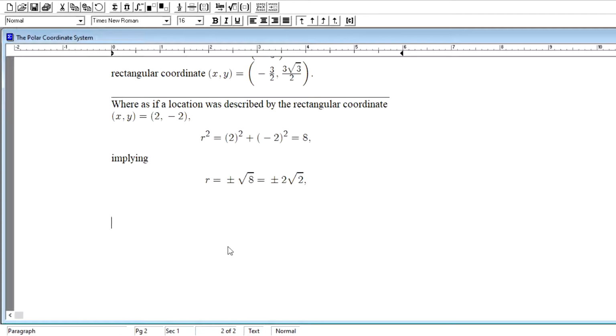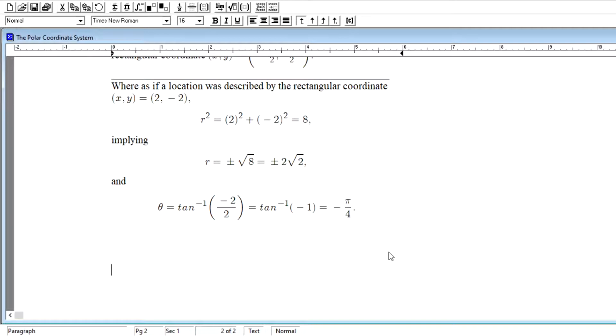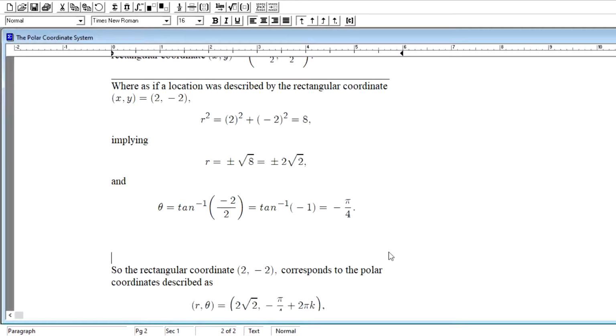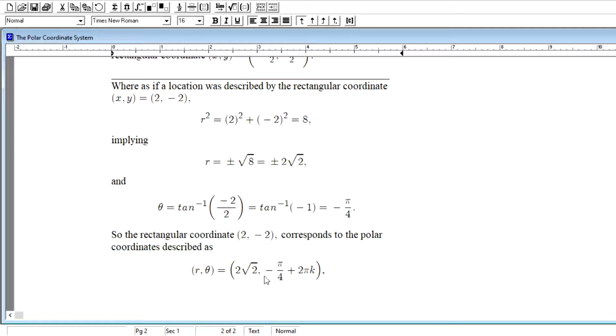As for orienting ourselves in terms of an angle measurement, we would note theta would be equal to the tangent inverse of negative 2 over 2, which equals the tangent inverse of negative 1. And if we go back to our right triangle trigonometry, the tangent inverse of negative 1 corresponds to the angle measurement negative pi over 4. So we could describe this location using the polar coordinate 2 root 2 comma negative pi over 4 plus 2 pi k.